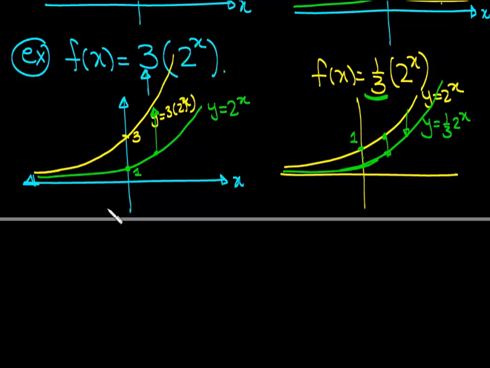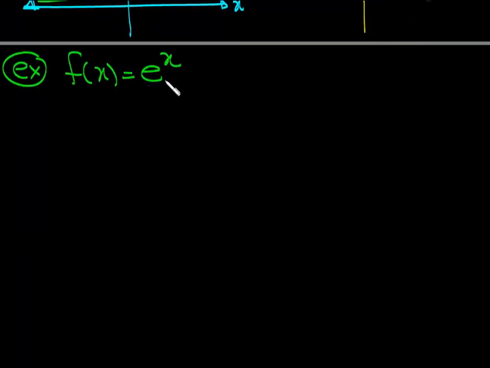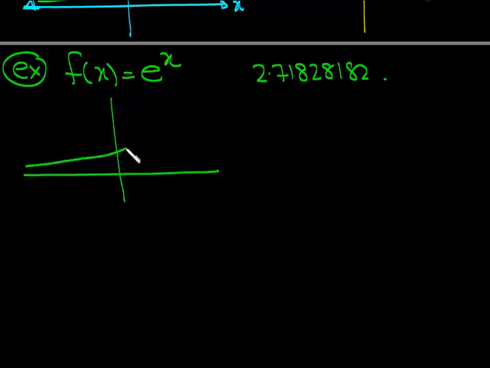Okay, so you can see there are some examples of exponential graphs. So what do you think the graph of e to the x would look like? e is just a number, 2.71828182 and so on, right? So it's bigger than 1. So we know this graph is going to look something like this, going through 1, because e to the 0 would be 1. So there's a graph of e to the x.